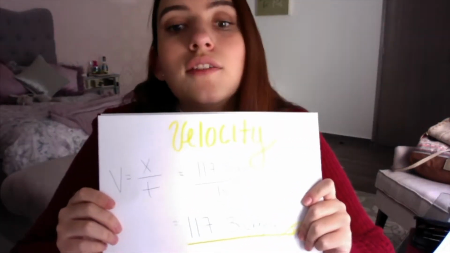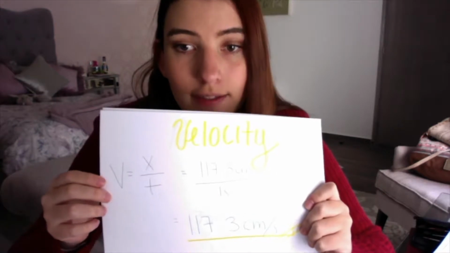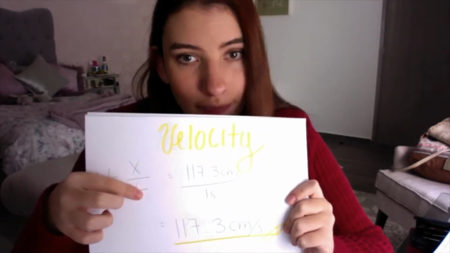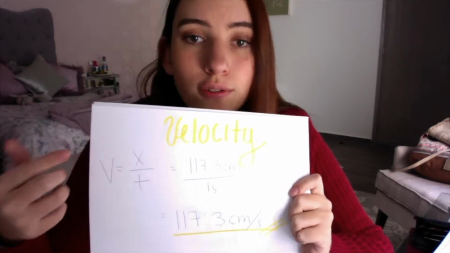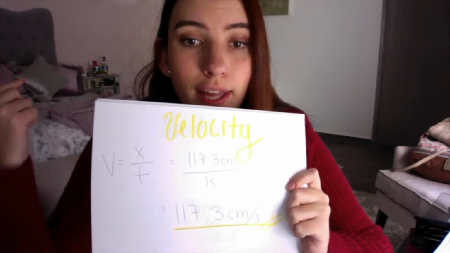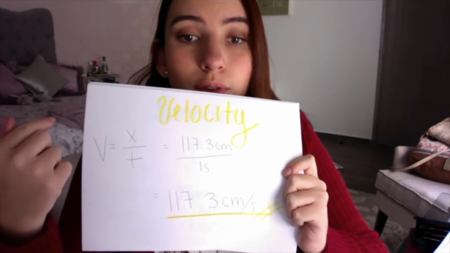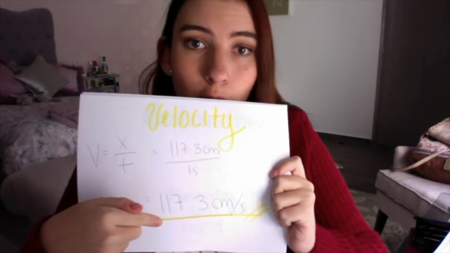Then we calculated the velocity with the formula velocity equals distance over time. We did the same thing, using the displacement that the object already had, 117.3 centimeters over 1 second, and we got the same quantity.